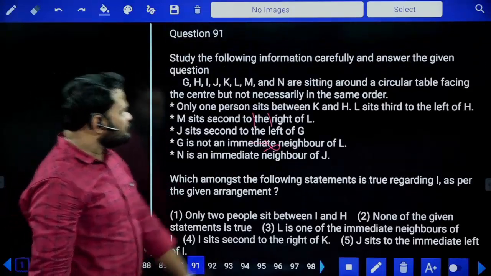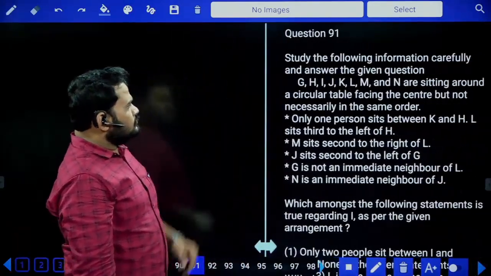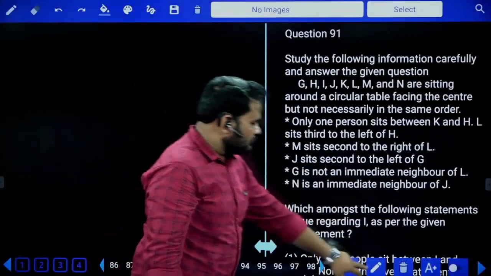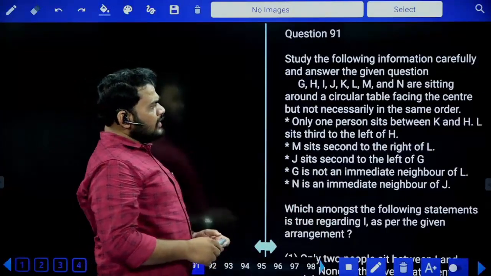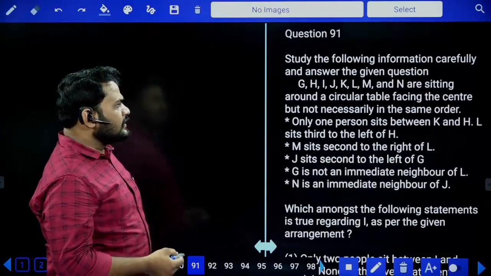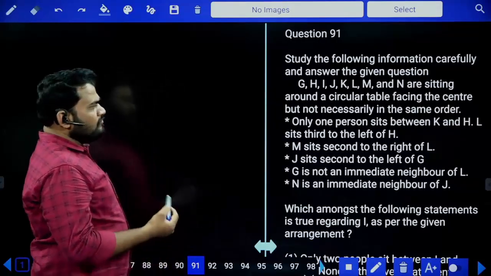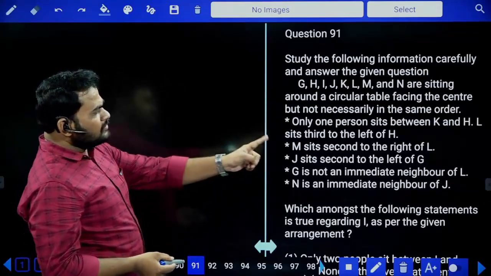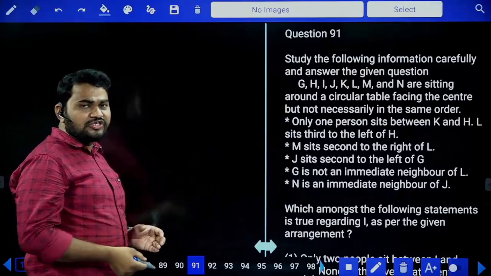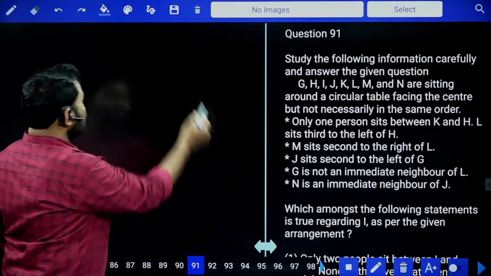Next, 91. So G, H, I, J, K, L, M and N, a total of 8 people, are sitting around a circular table facing the center but not necessarily in the same order. It is mentioned about a circle, total we have 8 members. Only one person sits between K and H. As one person is between K and H, if I want to start my solution, I'll be getting two possibilities. Let us start our solution by taking both the possibilities.